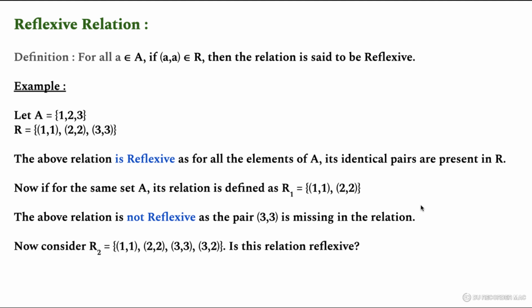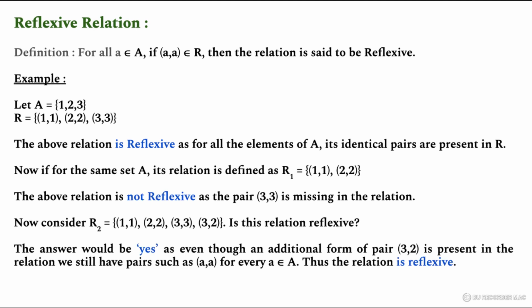Now consider R2 equals {(1, 1), (2, 2), (3, 3), (3, 2)}. Is this relation a reflexive one? This is a new relation defined on the set A. It contains (1, 1), (2, 2), (3, 3) and (3, 2). The answer is yes. The relation is reflexive because we have (1, 1) for 1, (2, 2) for 2 and (3, 3) for 3. But there is an additional pair, (3, 2), which is an extra pair. Even though there is an extra pair, it doesn't matter.